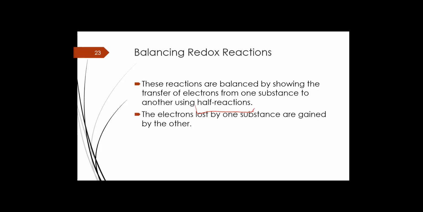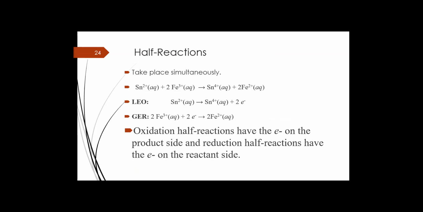And this is because electrons that are lost by one substance are going to be gained by another one. They're not going to disappear. They have to show up on both sides. And so electrons are never created or destroyed through this process. They can only be transferred. So this is our net equation.